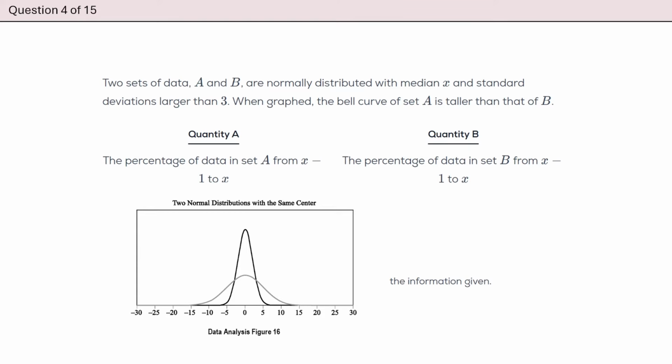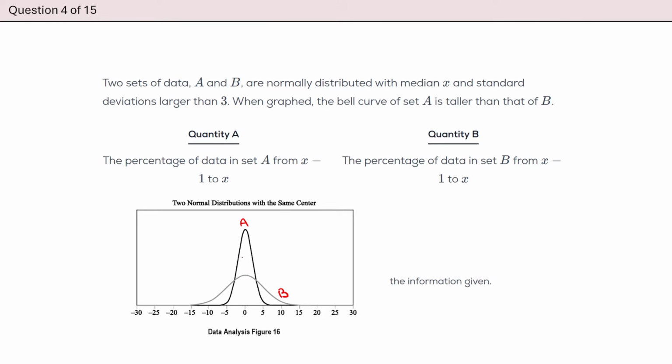All right, I know I'm covering up the answer choices a little bit, but we have the graphic. Let's take a look. So we have two sets of data, A and B. Which one is taller? So A is taller. So let's take a look at A. So this is A and this is B.